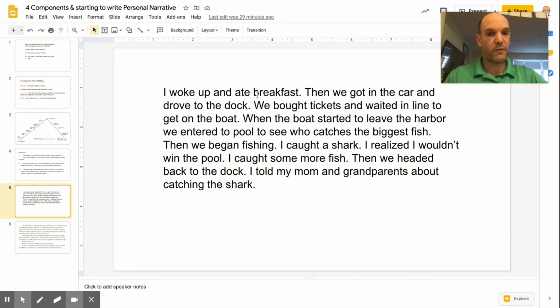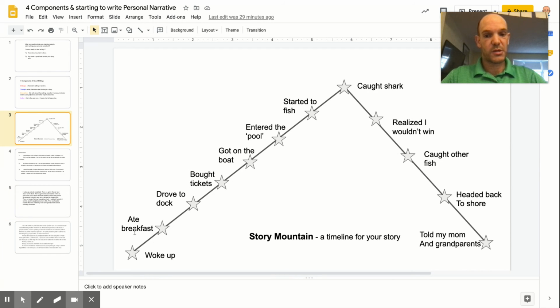I woke up and ate breakfast. Then we got in the car. We drove to the dock. We bought tickets and waited in line. What they do is essentially just take each of these, and that's all they write. That's not really writing a story. That's just listing what happens. What you want to do is each of these little parts on your story mountain should become several sentences to maybe even half a page or a page long, depending on how much you write.